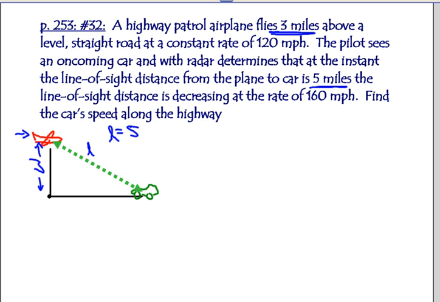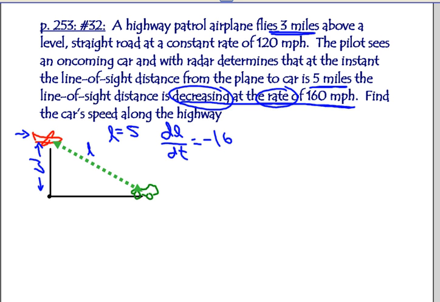And the line of sight distance is decreasing at the rate of 160 miles per hour. So rate, we know that's a derivative. Decreasing, we know it's going to be negative. We've got 160 miles per hour, so we can say dL/dt is negative 160. Okay? Find the car's speed along the highway.